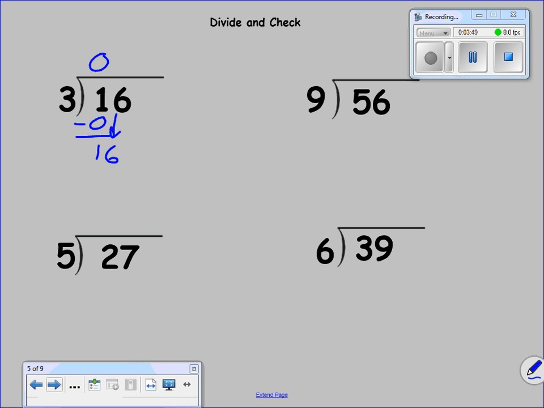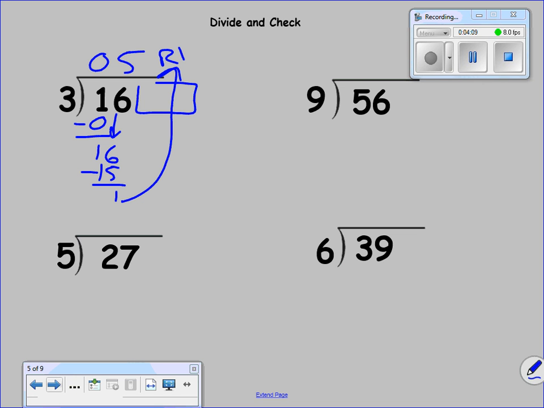3 times 3 is 9. You got to go higher than that. 3 times 5 is 15. Okay, that sounds like it's as close as we're going to get. 3 times 5. I get a 15. Subtract, I have 1. There's nothing left to bring down. So that means this one is my remainder.